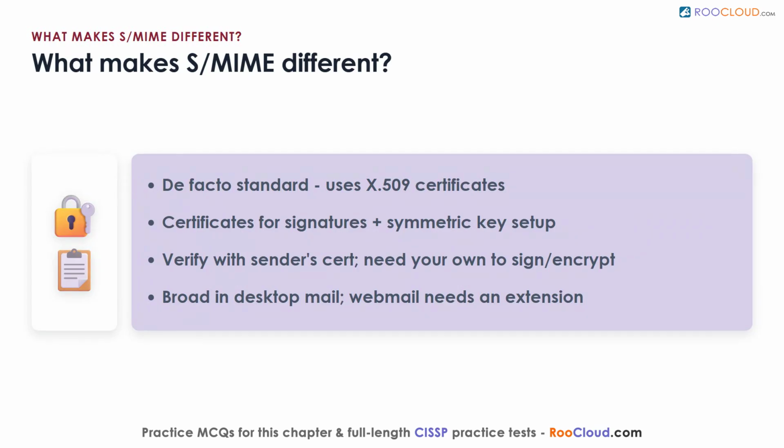What makes MIME different? MIME has become a de facto standard for encrypted email, and it takes the authority-based path rather than the web of trust. It relies on X.509 certificates to exchange keys, using the public keys in those certificates for digital signatures and for setting up symmetric keys for longer sessions. Anyone can verify a signed message using the sender certificate, but to encrypt your own mail or sign it yourself, you need your own certificate. It enjoys broad support in major desktop mail clients, though mainstream web-based mail typically needs a browser extension to handle it. Where PGP grows trust person to person, MIME leans on the certificate hierarchy you already know.